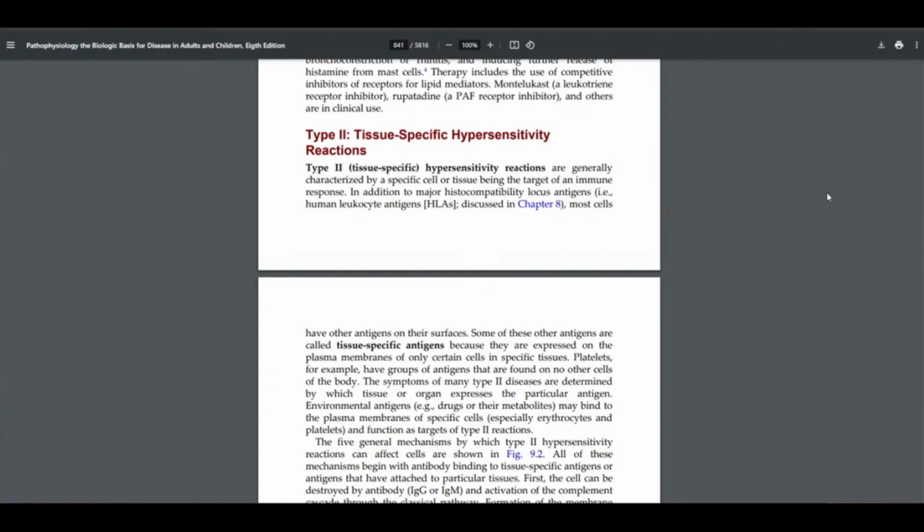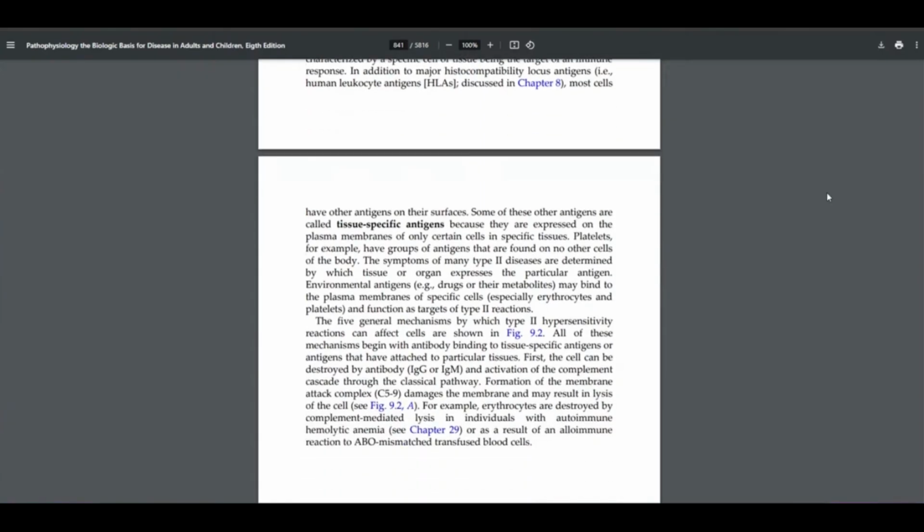response. In addition to major histocompatibility locus antigens, human leukocyte antigens or HLAs, as discussed in Chapter 8, most cells have other antigens on their surface. Some of these antigens are called tissue-specific antigens because they are expressed on the plasma membranes of only certain cells in specific tissues. Platelets, for example, have groups of antigens that are found on no other cells of the body. The symptoms of many type 2 diseases are determined by which tissue or organ expresses the particular antigen.